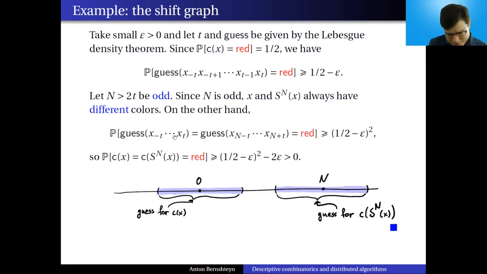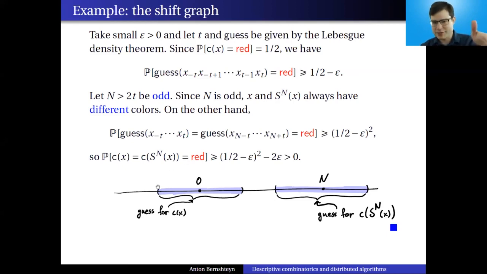On the other hand, we can try to guess the color of x and the color of S^n of x. How do you guess the color of x? You need to look at the interval from x_{-t} to x_t in the sequence x, look at these entries and use them to guess the color for x. And to guess the color for S^n of x, you shift the sequence and then look at this interval, which is the same as to say that you're looking at the entries around the nth position, so from x_{n-t} to x_{n+t}. And you apply the guessing function to this interval. And because n is so large, these two intervals are disjoint from each other.